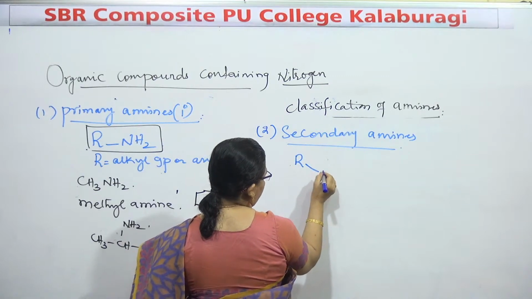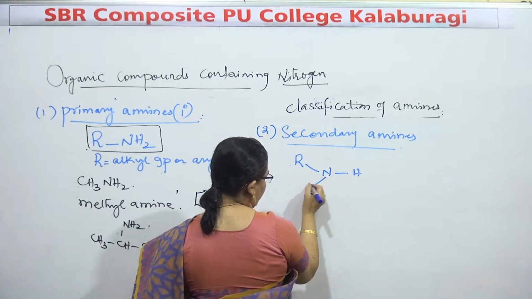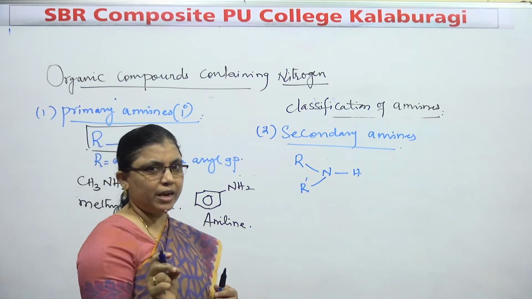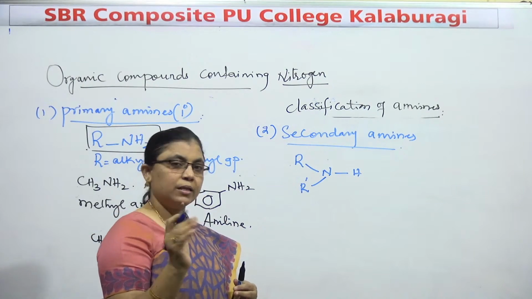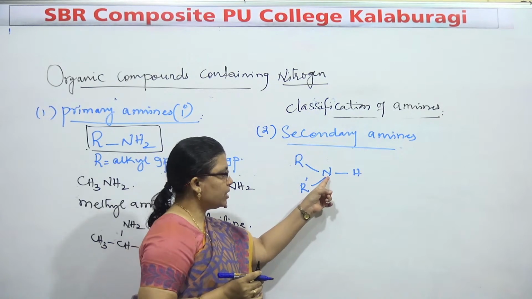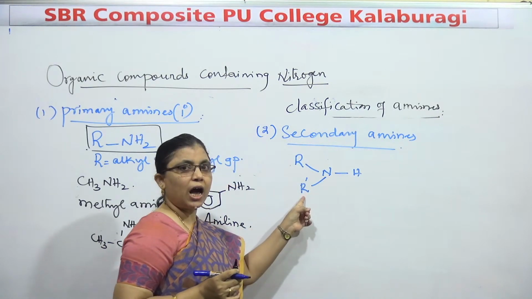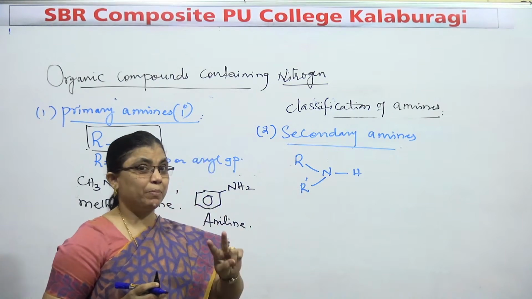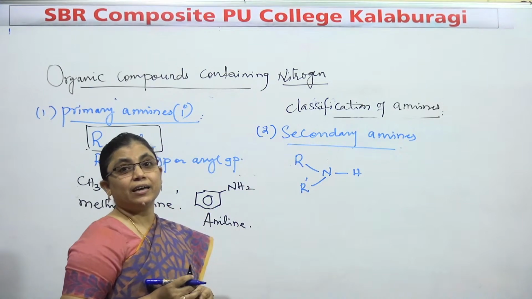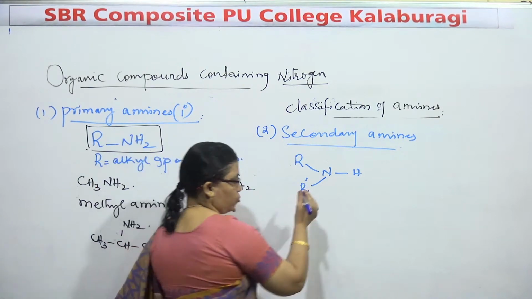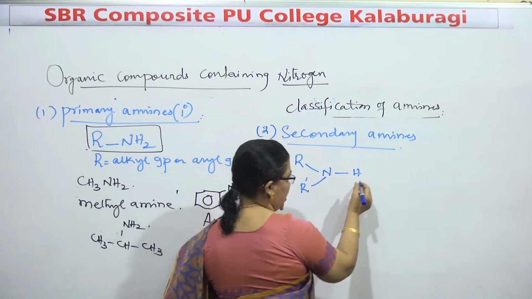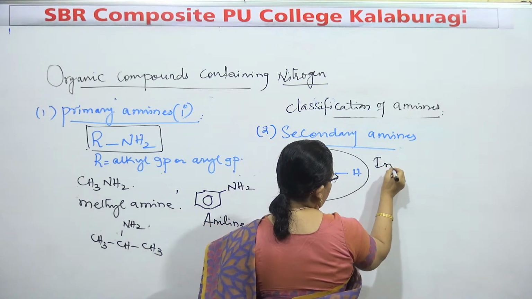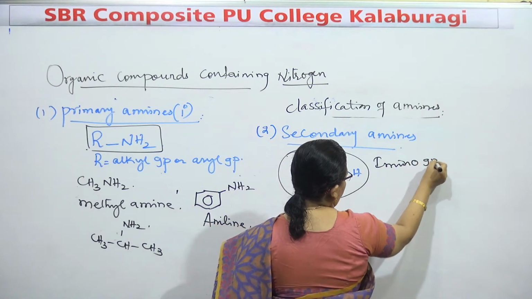Means R, NH, R dash. R and R dash may be alkyl group, may be aryl group, they may be same, they may be different. But remember here, two hydrogen atoms of ammonia are replaced by alkyl group or aryl group. Two hydrogen atoms should be replaced. They are called secondary amine. The NH group is also called imino group.